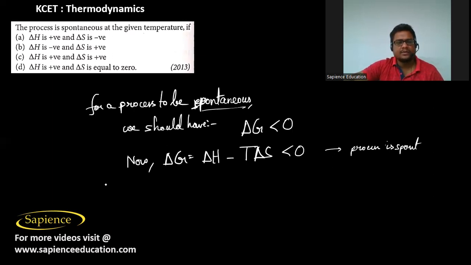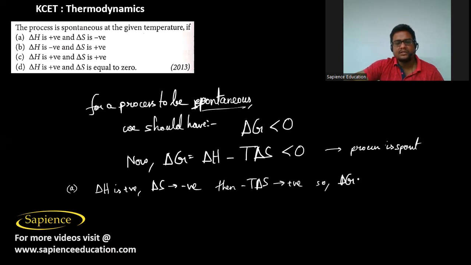So now in option A, it is told that delta H is positive and delta S is negative. If delta S is negative, then minus T delta S will be positive. So delta G, that is delta H minus T delta S, will become positive only. So it means the process will not be spontaneous.